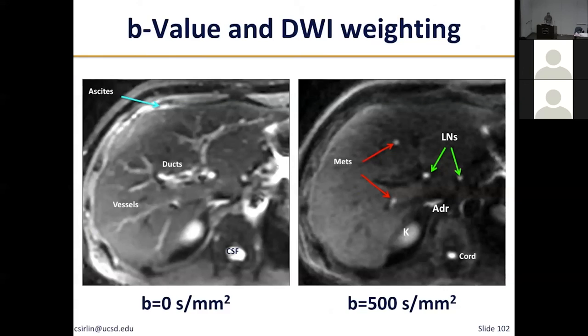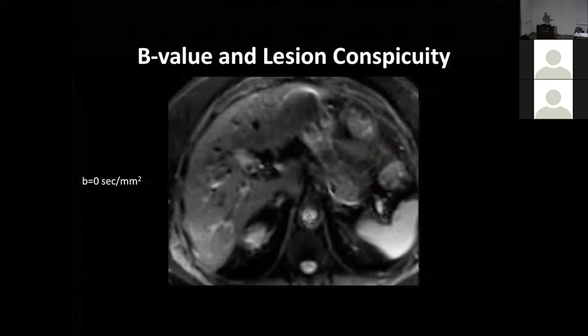And I'll just show you a few more examples. That is, the B value goes up, lesion conspicuity goes up. So the B value is shown here. So this is a B value of 0. And can anyone see a metastasis in this liver? I can't. Let's increase the B value to 50.